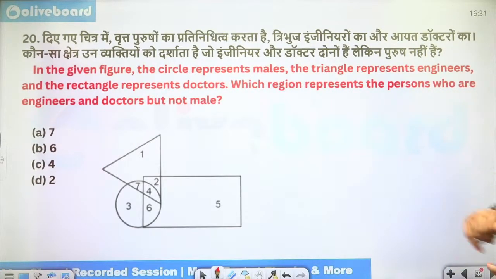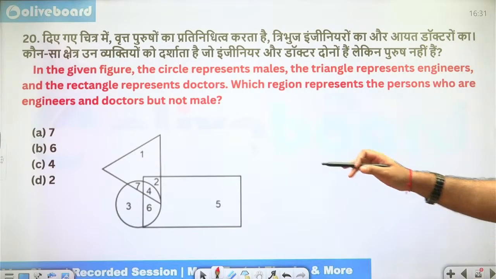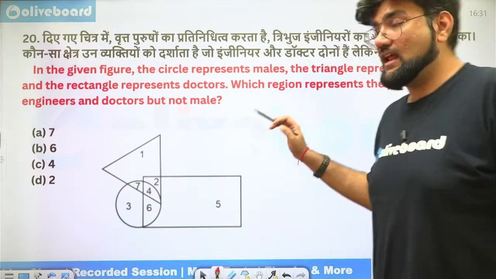Now, these are the questions which will actually seem like cakewalk to you. You'll be able to solve them very quickly. Just look at this question. There are only 3 entities in the figure. Never, strictly never read the label first.